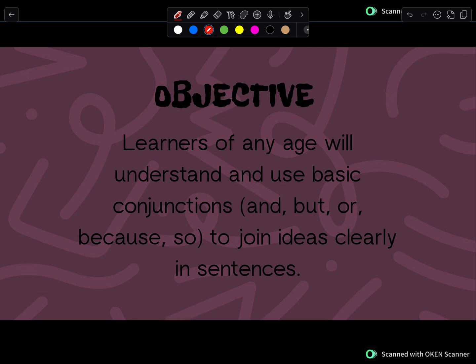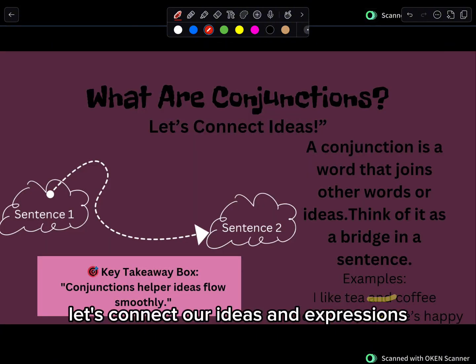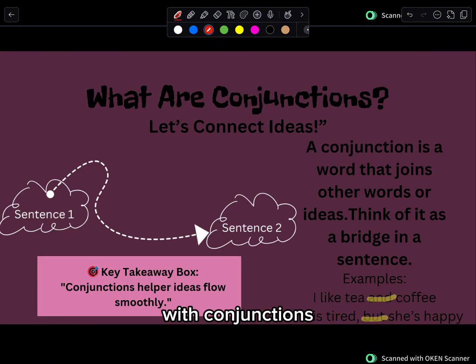By the end of this video or lesson, you, a learner of any age or level, will be able to understand and use basic conjunctions: and, but, or, because, and so, to join ideas clearly in sentences. Using conjunctions can improve your English fluency. Let's connect our ideas and expressions with conjunctions.